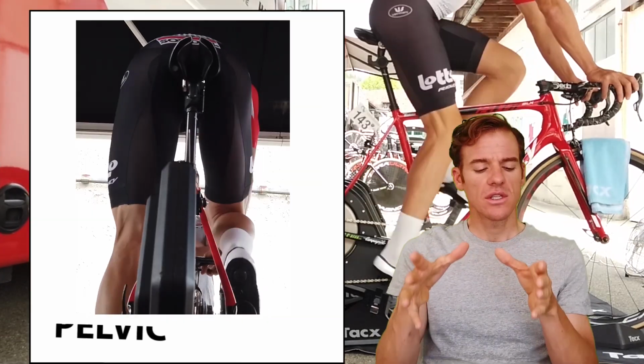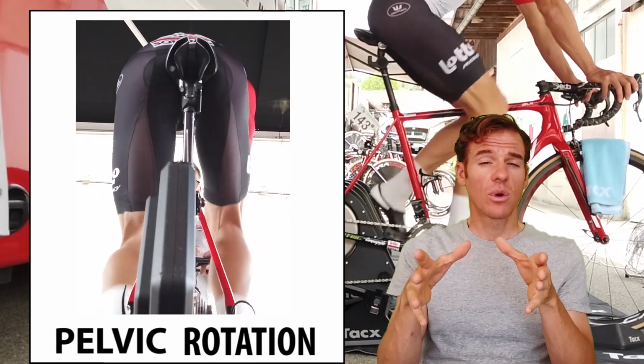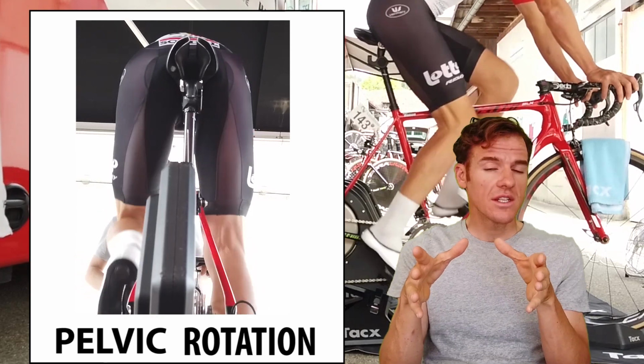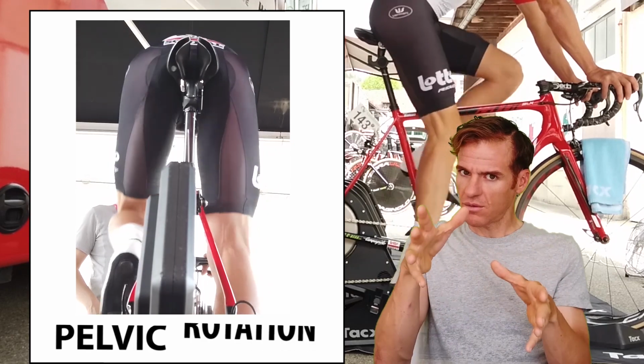And your pelvic rotation is your pelvis moving this way. A good example is if you don't have good core stability, or your seat is too high and you're trying to reach down and push the pedal stroke. So you have a pelvic rotation.